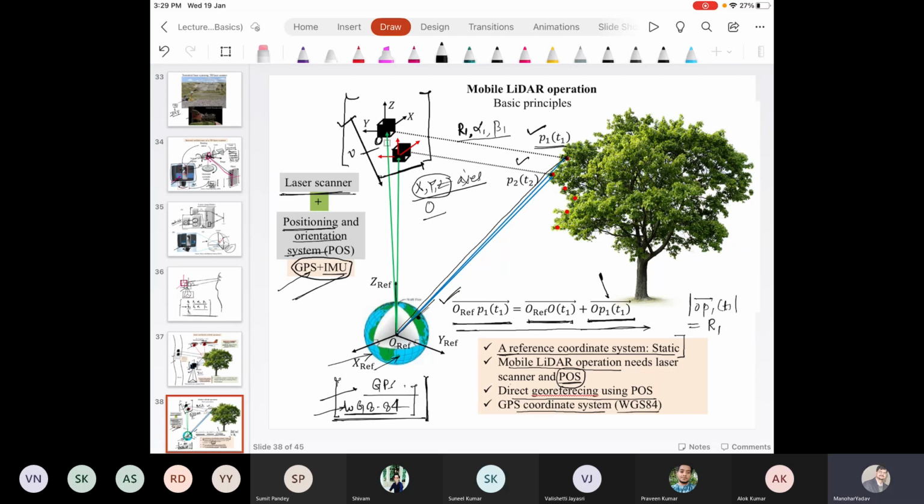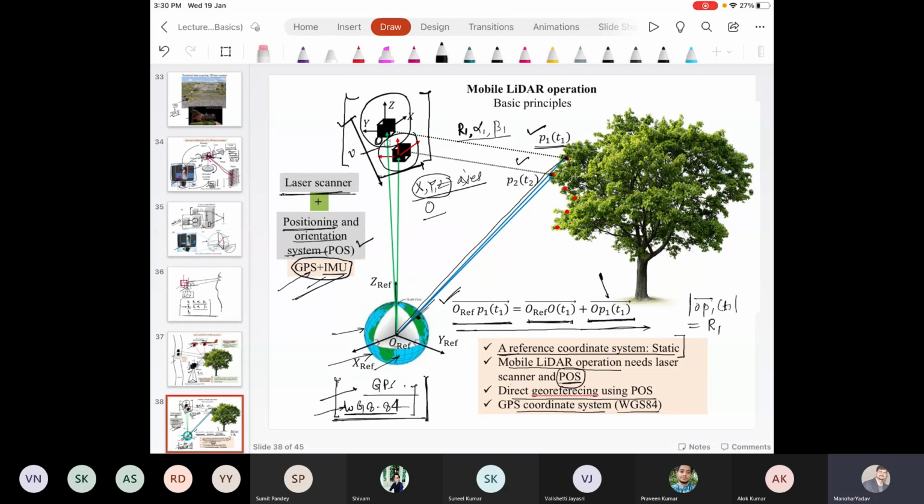To employ this concept, what we have done is add a positioning and orientation system with the laser scanner unit, so that all the measurements of P1, P2 and other points recorded in the laser scanner coordinate system can be transformed from the laser scanner coordinate system to an externally defined reference coordinate system, that is WGS-84, which is not going to change with respect to time.